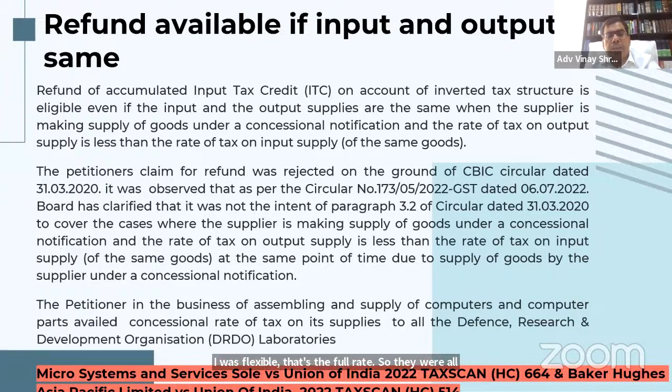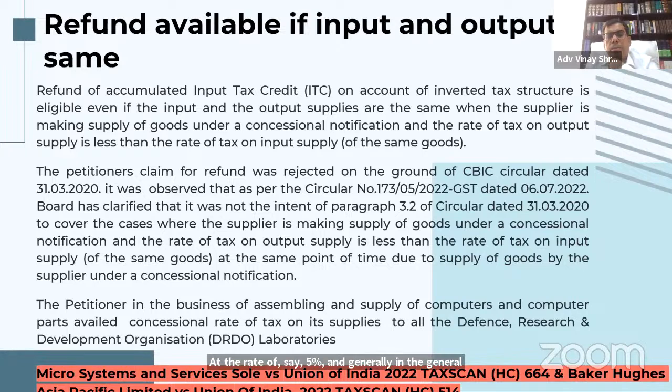So the petitioner was engaged in the assembling and supply of computer parts. But at the same time, it was also supplying to DRDO. Now, on supply to DRDO, the rate of tax was concessional. So the issue which arose was whether on account of the availing of this concessional rate of tax, which is not the tariff rate, but a concessional rate of tax. So the same supplier was selling that same item to DRDO at the rate of, say, 5%, and generally in the general market, it was supplying at the rate of, say, 18%.